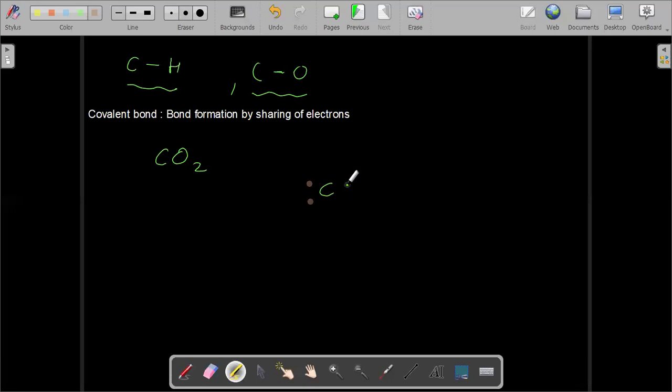Carbon has 4 electrons, and now it shares the electrons with oxygen. So it's something like this. Now you have oxygen on both sides of carbon. These oxygens share electron pairs with carbon, so they have 6 electrons with them. Oxygen shares 2 electrons with carbon. So now it works something like this.